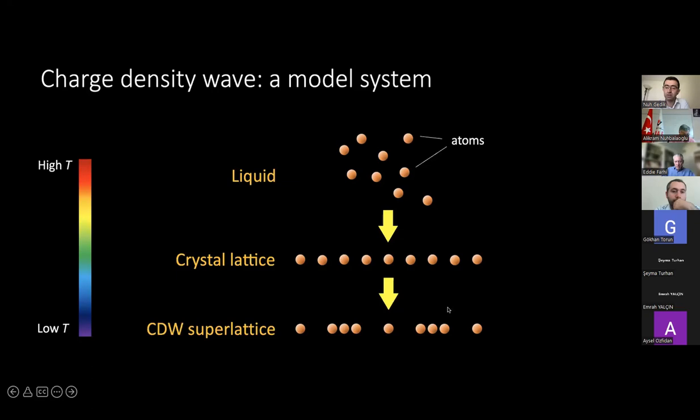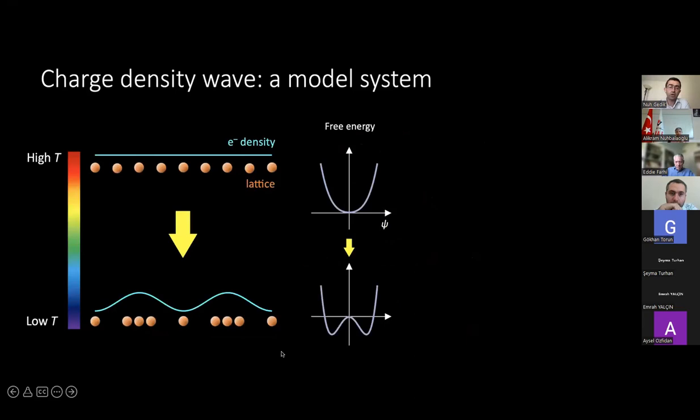happens. Now, everything stays neutral. These are positively charged ions. So whenever these ions come together, there's more positive charge, but then the mobile electron density also compensates this. So the electron density would be high here, low there, et cetera. So in other words, there are two kinds of density waves. One of them is the sinusoidal modulation of ionic positions. And the other one is that the electron density is also sinusoidally modulated in space.